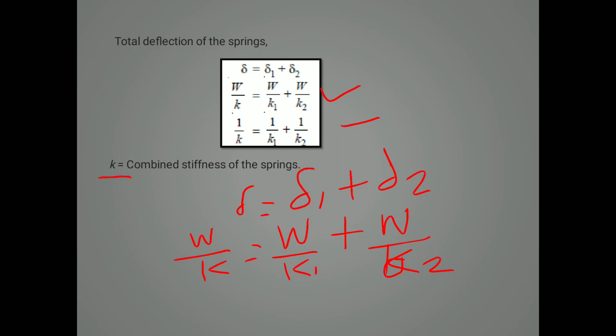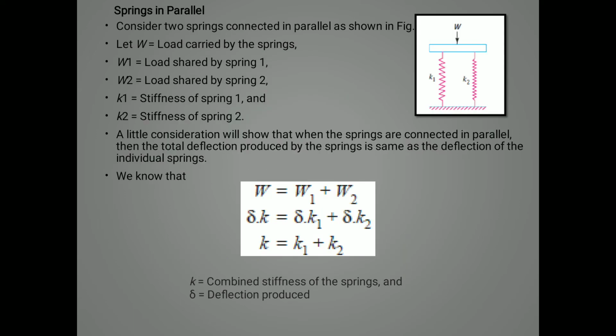So let us see how exactly the spring parallel connection is done. Consider two springs connected in parallel as shown in the figure. You can see here K1 and K2 having different stiffness. So W is the load carried by the springs, and W1 is the load shared by spring number 1.